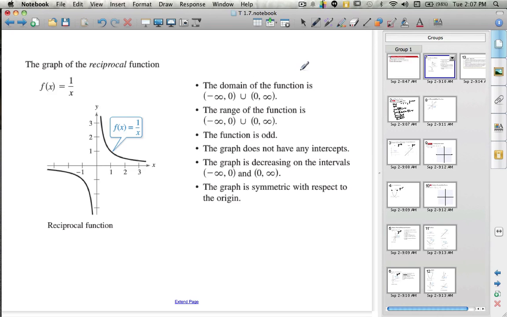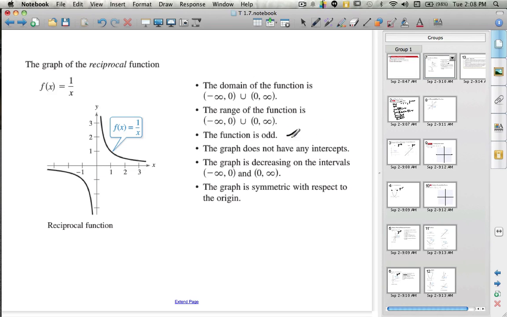Right? The domain is negative infinity to 0 union 0 to infinity. So you've got this split in the middle from negative infinity to 0 and then from 0 to positive infinity. And there are asymptotes, vertical and horizontal asymptotes, that cause the range to do the same thing. Right? So the horizontal asymptote splits the range in half. The vertical asymptote splits the domain in half. So again, it can go up to, but it's not going to include 0.